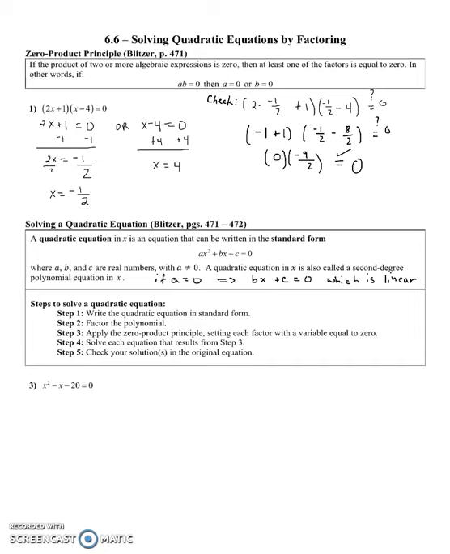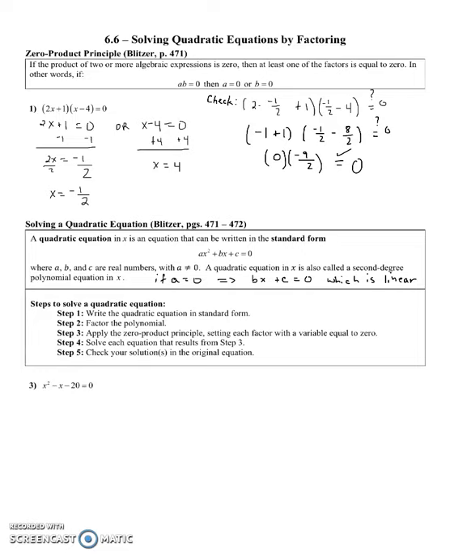So how do we solve a quadratic equation? First, we write it in standard form. Then we factor it. Then we apply the zero product principle that we just learned at the top of the page. Then we set each factor with a variable equal to 0, solve each equation, and then check our solutions.